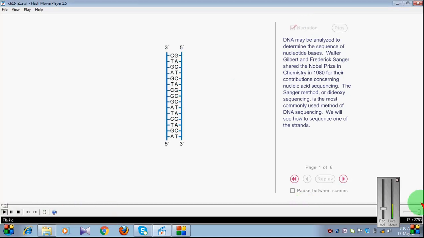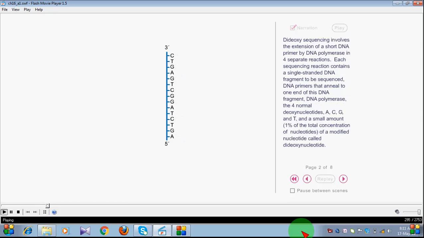DNA may be analyzed to determine the sequence of nucleotide bases. Walter Gilbert and Frederick Sanger shared the Nobel Prize in Chemistry in 1980 for their contributions concerning nucleic acid sequencing. The Sanger method, or Dideoxy sequencing, is the most commonly used method of DNA sequencing. We will see how to sequence one of the strands.